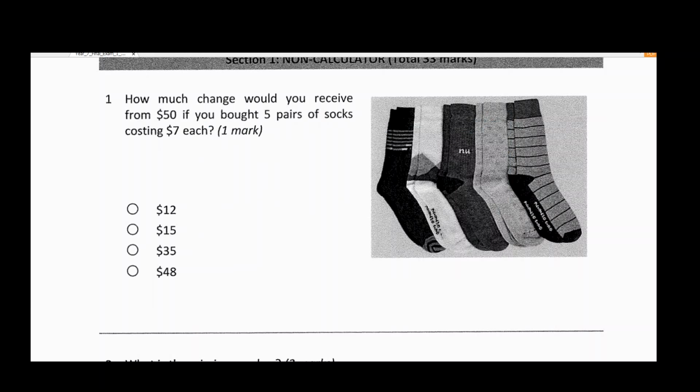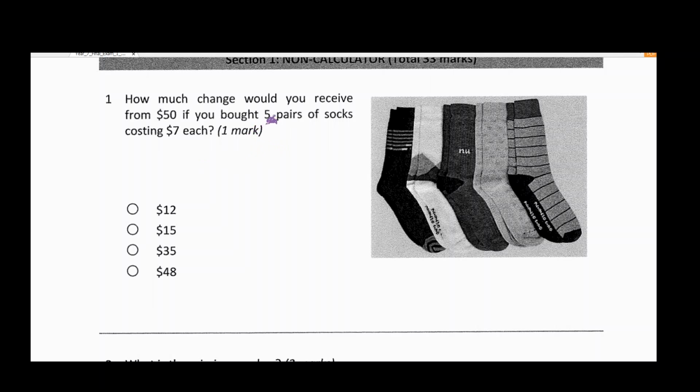Welcome to the Year 7 practice exam number 1. Question 1. This is the calculator free section. How much change would you receive from $50 if you bought 5 pairs of socks costing $7 each?